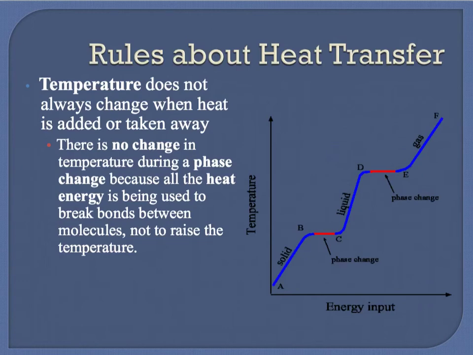Finally, we've talked about this already with our phase changes graph, but I just want to make sure that we understand that temperature does not always change when we add or take away heat. The reason is we have phase changes. And just to reiterate what we've talked about and what we had our quiz on today, there's no change in temperature during a phase change because all of that heat energy is being used to break the bonds between the molecules. That means that it's being used to move the molecules either away from each other or closer to each other. And because it's all being focused on the spacing, the temperature itself, or the speed of the particles themselves, does not change at all.